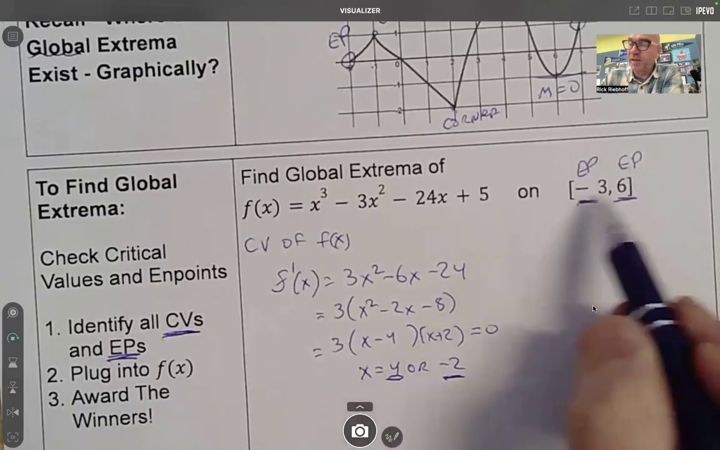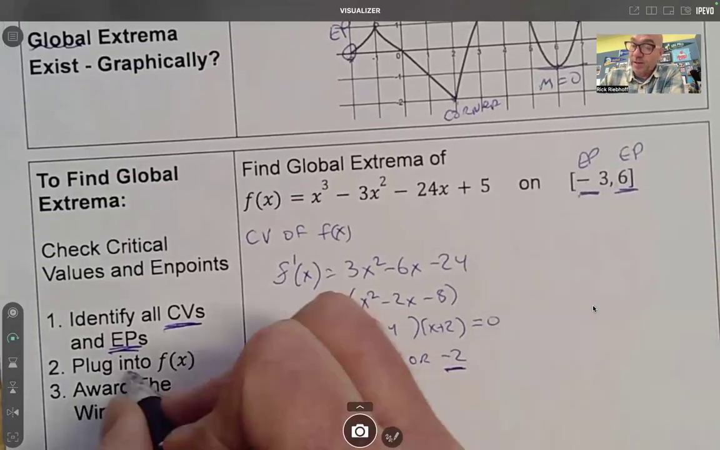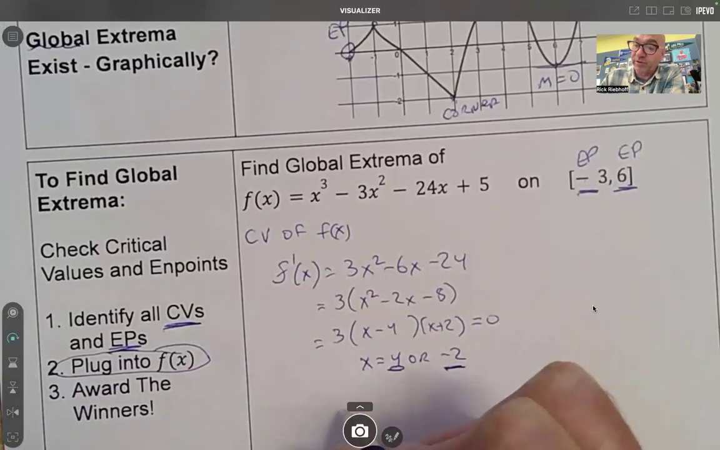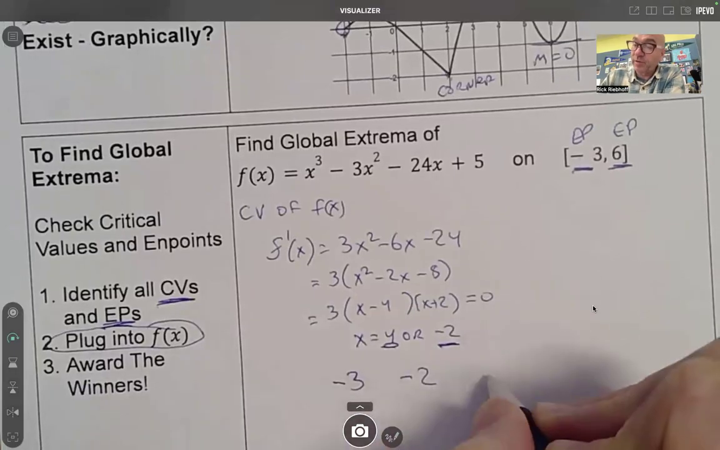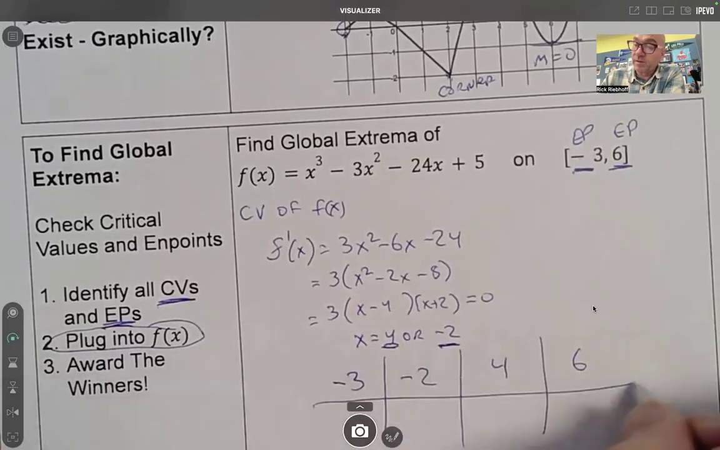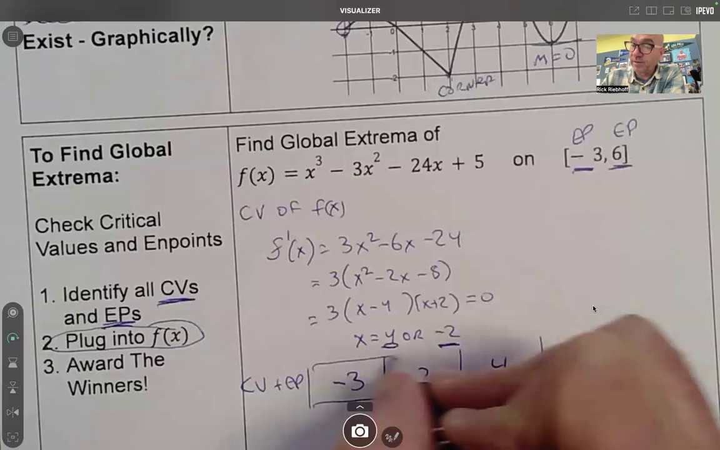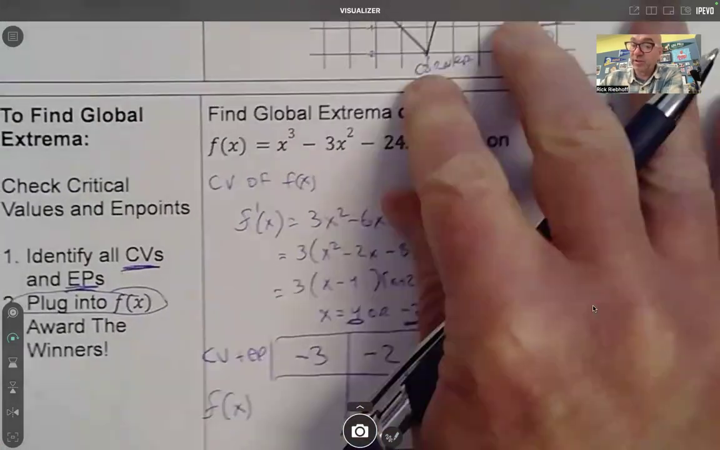My endpoints are at negative 3 and 6. So I'm going to plug all of those into the original. The numbers I'm checking are negative 3, negative 2, 4, and 6. So these are the critical values plus endpoints. And then I'm going to plug them into the function f of x.